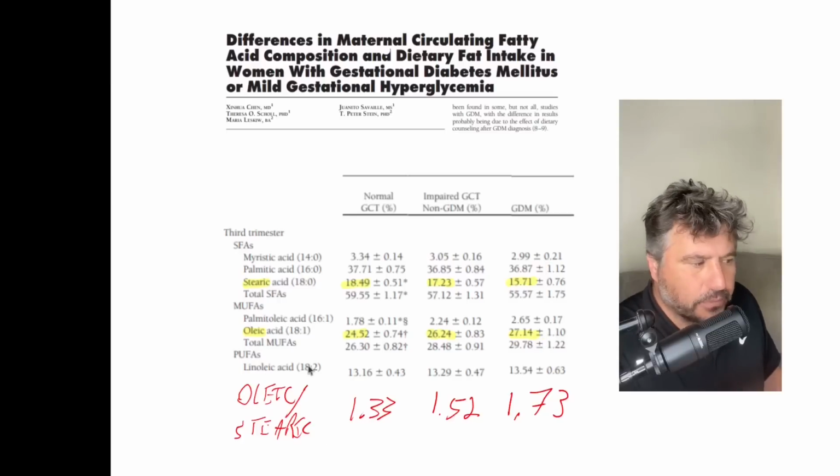And this is the ratio of oleic to stearic acid. In normal glucose tolerance, it's 1.3. In gestational diabetes, it's all the way up to 1.7. Most of these other things don't really change super dramatically. You can see the linoleic acid doesn't change at all in gestational diabetes. The things that change specifically are that stearic acid drops and monounsaturated fats, especially oleic acid, increase.